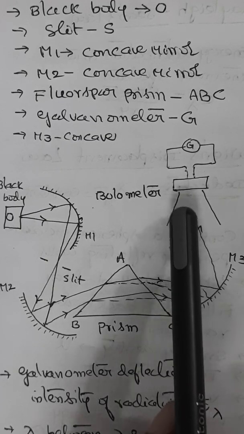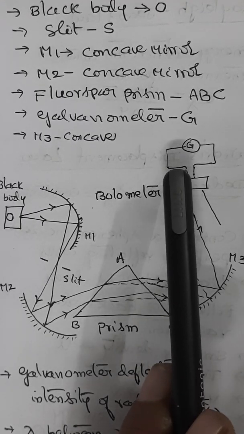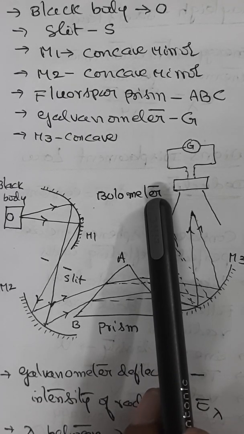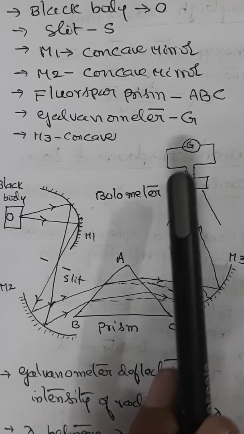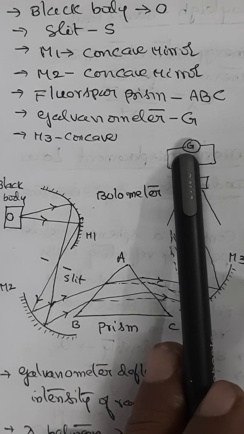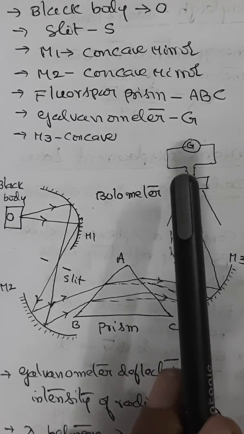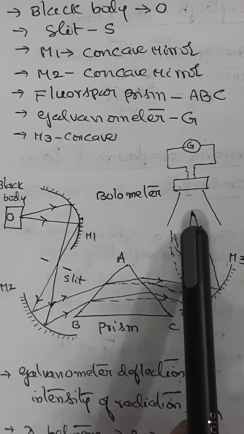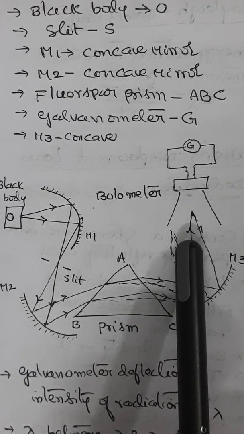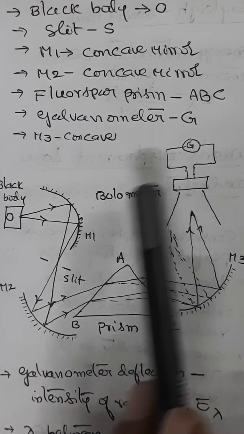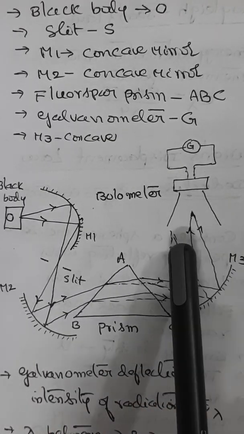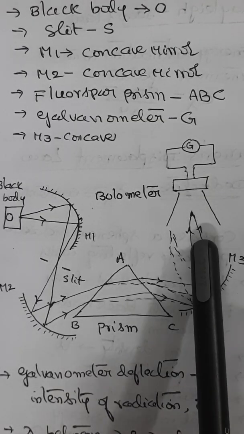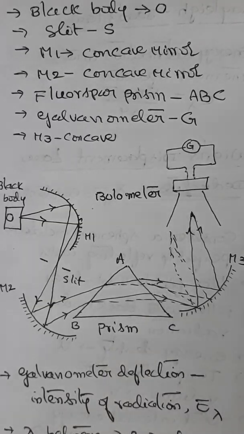The radiations are detected by means of a bolometer. Bolometer is nothing but an instrument to detect thermal radiation. The bolometer is fitted with a galvanometer, G. So the deflection produced in the galvanometer gives the intensity of the radiation, which is represented as E lambda. This is defined such that the quantity E lambda d lambda is the energy for wavelengths lying between lambda and lambda plus d lambda emitted per second per unit surface area of the black body.